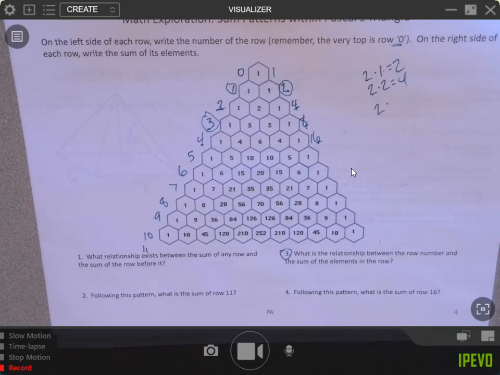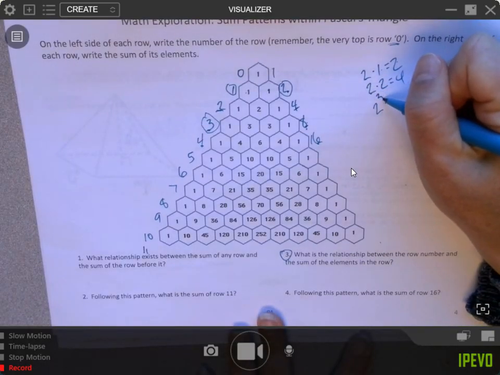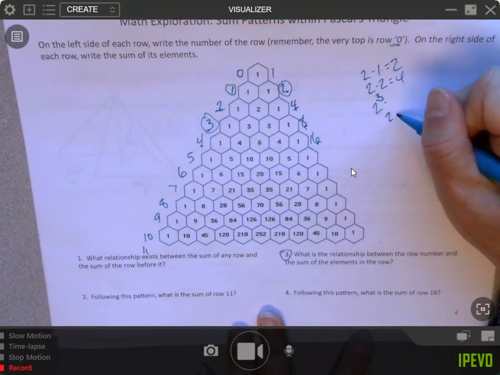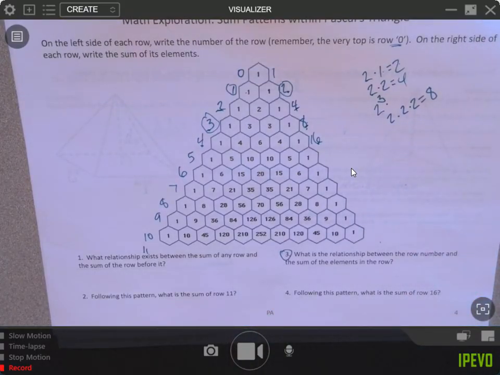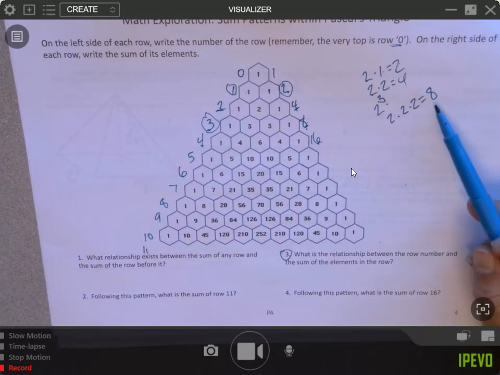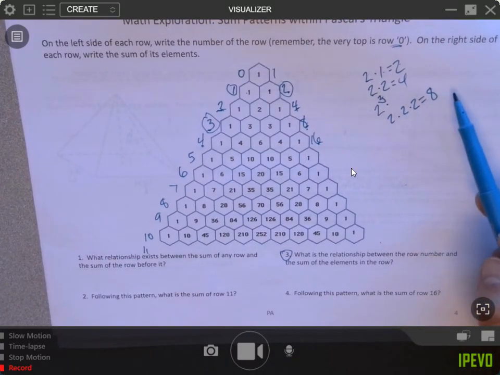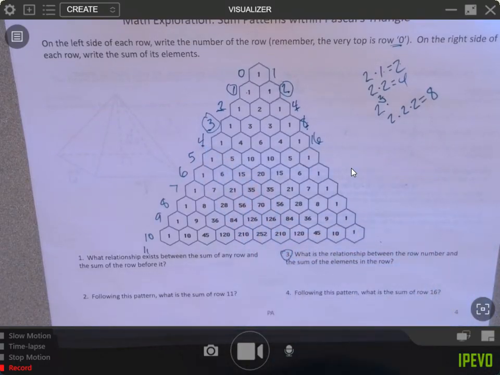What do you think, Eleanor? 2 to the power of 3. What would 2 to the power of 3 be? That would be 2 times 2 times 2. Oh, mind getting blown here. 2 times 2 times 2 is 8. 2 to the third power is 8. What would 2 to the fourth power be? Micah? 16. See if you can answer number 3 now.